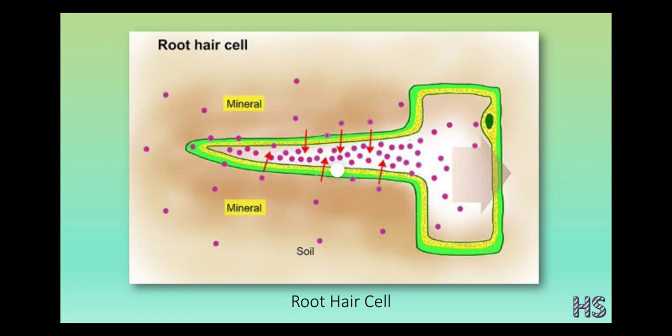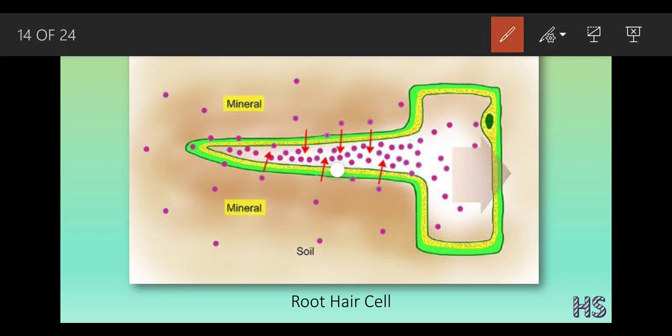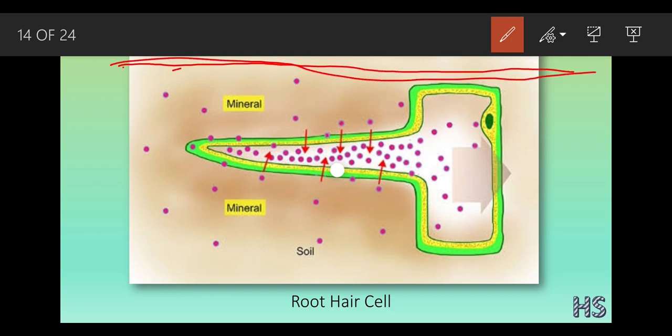See, this is a root hair cell. This brown colour portion indicates the soil, and this pinkish colour indicates the minerals. So we have identified the location, and this is the root hair cell which is present inside the soil. I'm going to make a line out here, so it will help you to know more perfectly.